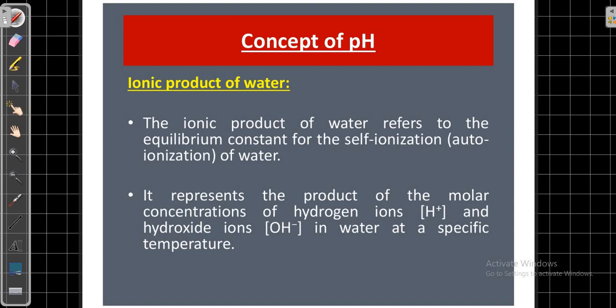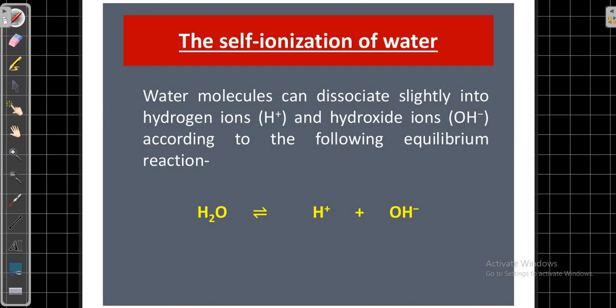As we know that some of the water molecules, or a very small fraction of the water molecules, undergo self-ionization and result in the formation of hydrogen ions and hydroxide ions. But the majority of the water molecules remain intact and the concentration of the water in water remains constant. So here is an equilibrium reaction. Here you can see it's a reversible reaction, meaning hydrogen ions and hydroxide ions can recombine to form water.